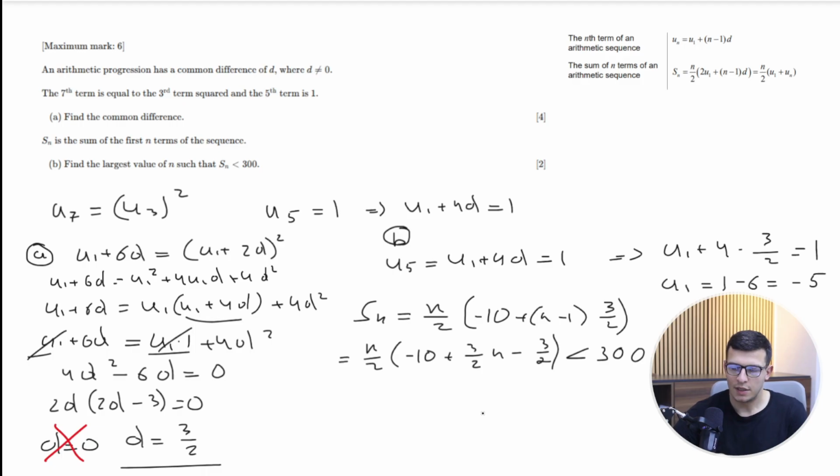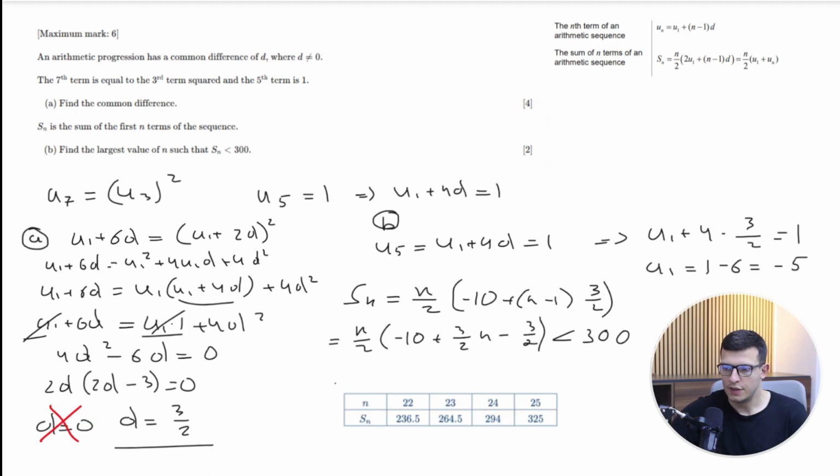And I will give you the table now. So here's the table. You can see that for potential values of n, there are different values of Sn, and at some point it surpasses 300. So for n equals 24, Sn is 294, and for n equals 25, it's 325. So we're looking for the largest possible value of n that gives less than 300, and that's going to be 24. So the answer for this one is going to be 24.